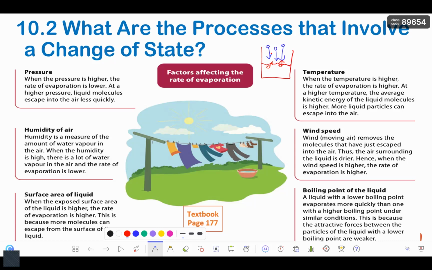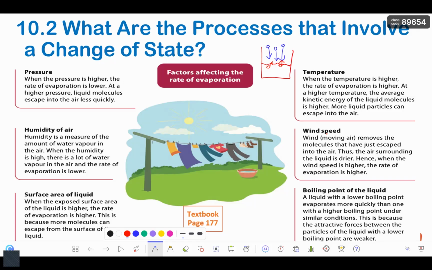If the humidity is high, it means there's a lot of water vapor already. Okay, I'm very concentrated in my air already, full of water vapor. It's harder for the water molecules to escape as water vapor because I'm already full of water vapor at the top. I don't want so much water vapor at the top. It's already concentrated. Okay, so when there's a high humidity, the rate of evaporation is lower. Okay, so humidity of air, I skip over to wind over here.